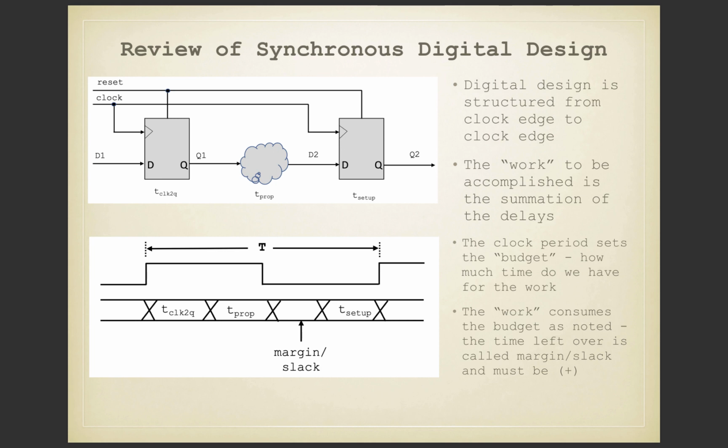As shown in the diagram, when we have a circuit behaving like this, everything is fine. We can sum up the clock to Q, the propagation delay, and the setup delay. When we do the math and subtract that sum total from the period, we should have a positive number. In industry, we refer to that number as the margin or the slack. And we say that there must be a positive margin or a positive slack.